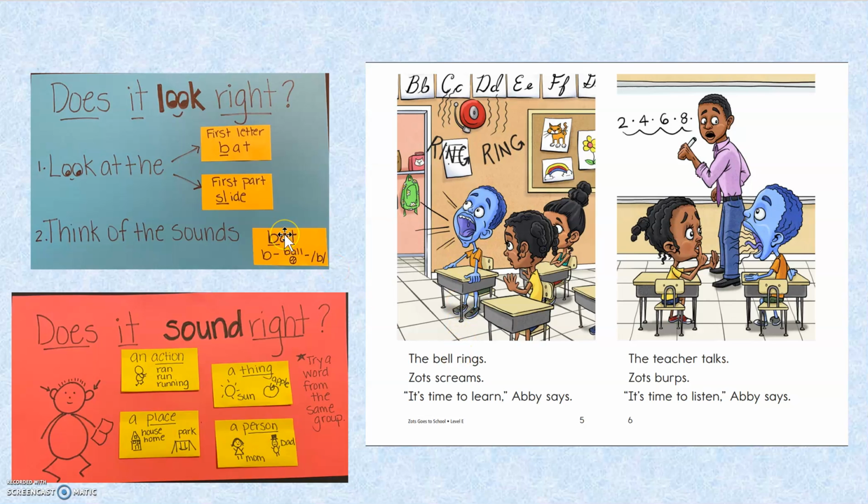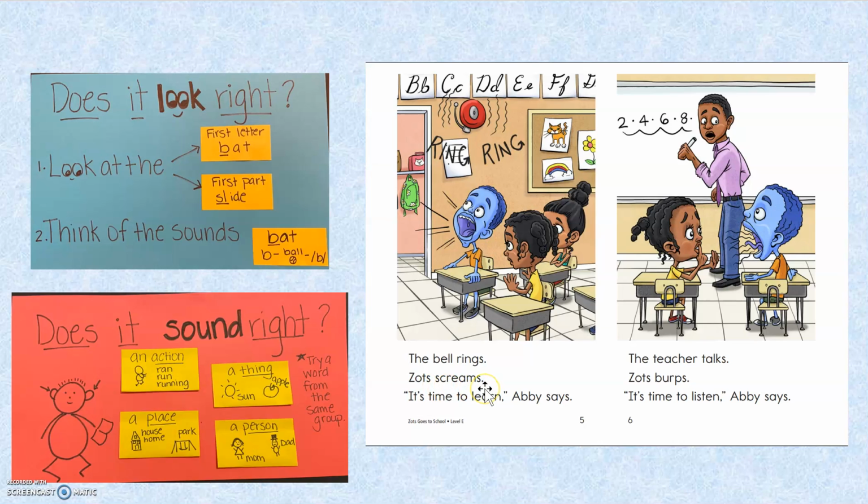But does it look right? I said the word yell. Yeah. That's the letter Y. Here I have SCR. Skr.